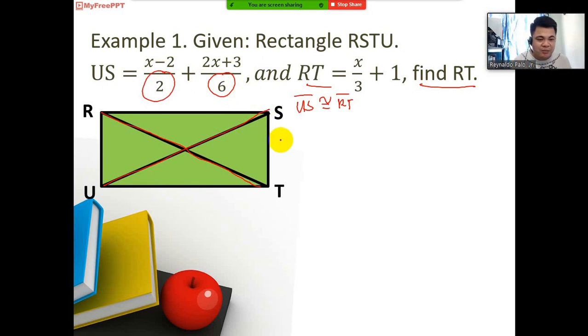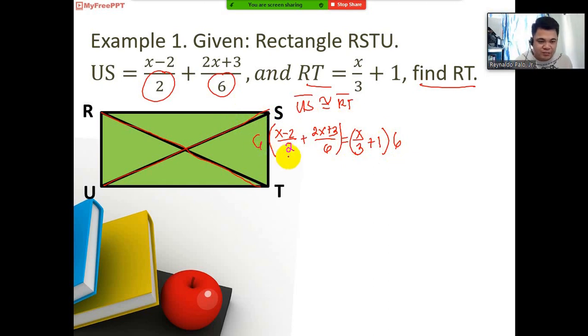So segment US measures (x minus 2) over 2 plus (2x plus 3) over 6 equals segment RT, which measures x over 3 plus 1. The next thing that we're going to do now is eliminate the denominators. For that, we have to identify the least common denominator, which is divisible by the denominators 2, 6, and 3. In this case, the LCD that we have is 6. We can now eliminate the denominators by dividing by the denominator and multiplying by the numerator.